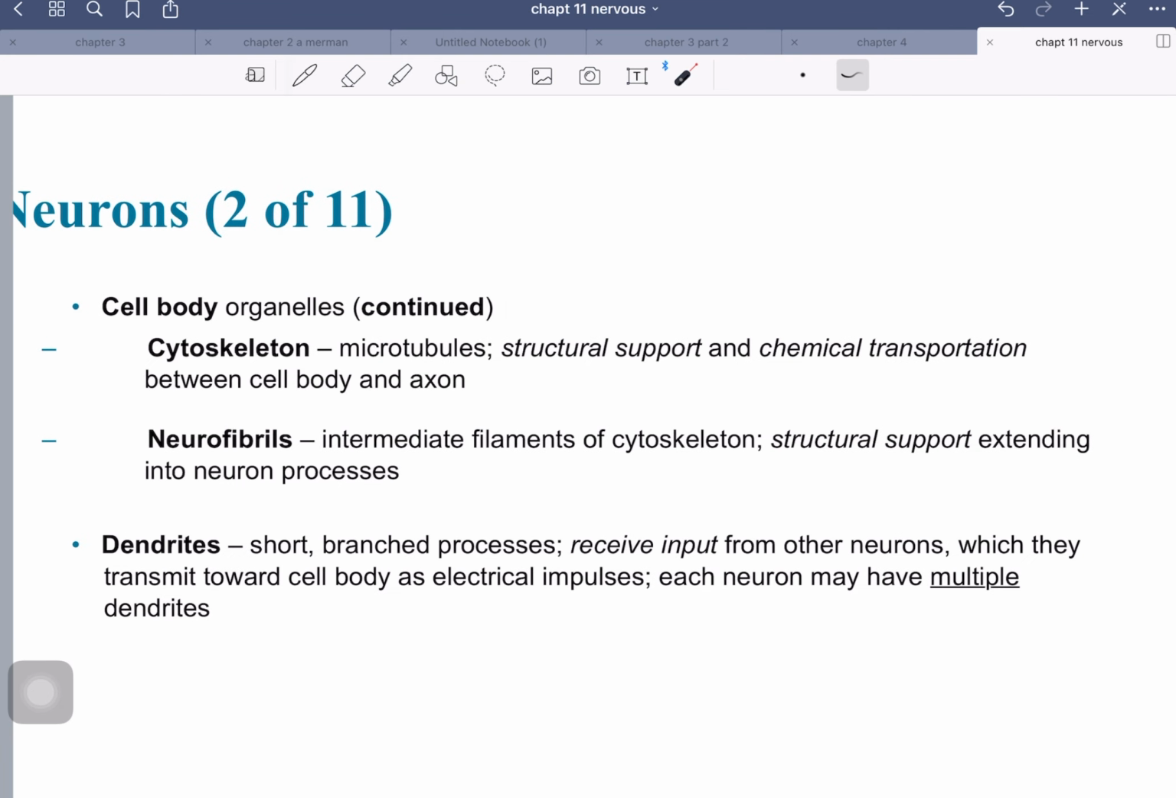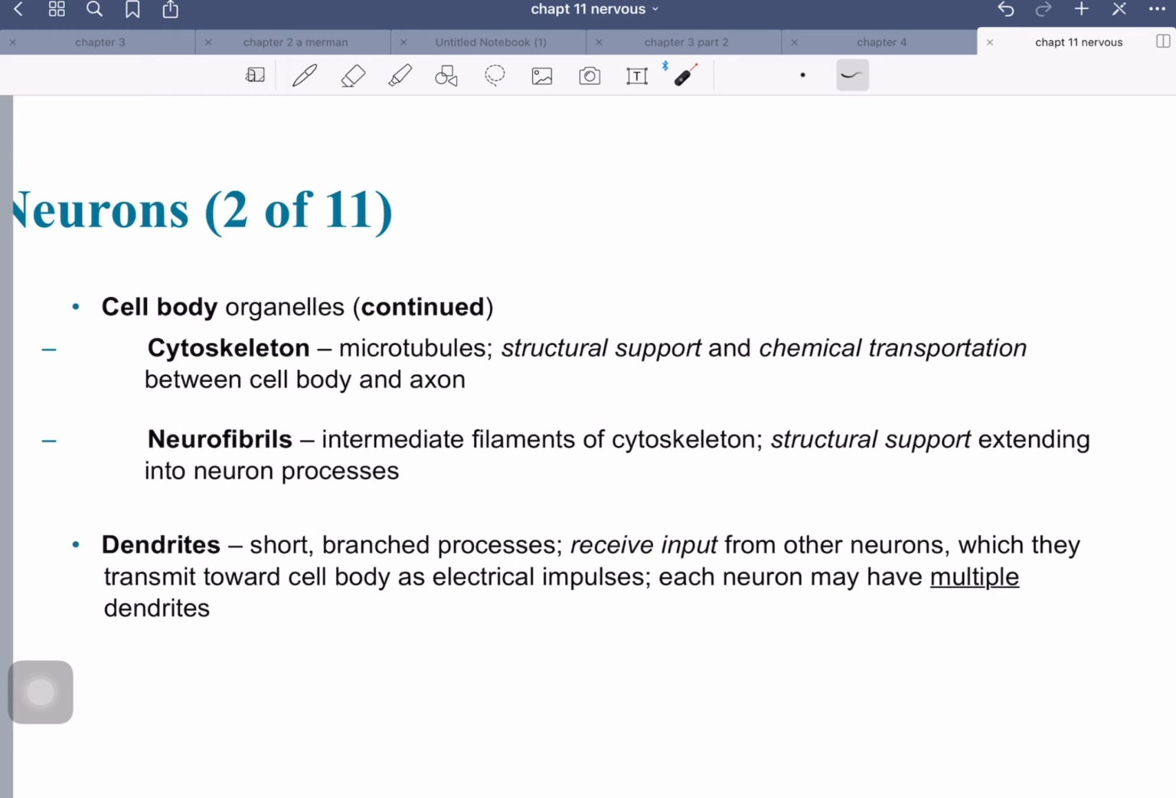Now, the cell body also tends to have an extensive cytoskeleton. So we're looking at microtubules that give support and help with chemical transportation between the cell body and the axon. There's neurofibrils, and these are intermediate filaments. In past chapters, we've talked about some of these filaments, and they give structural support of the different parts of the neuron.